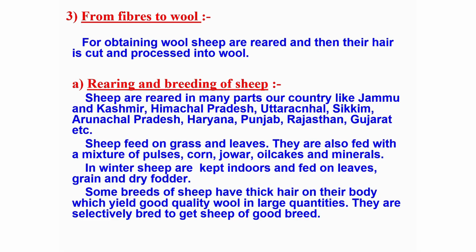They are also fed with a mixture of pulses, corn, jowar, oil cakes, and minerals. In winter, sheep are kept indoors and fed on leaves, grain, and dry fodder. Some breeds of sheep have thick hair on their body which yield good quality wool in large quantities. They are selectively bred to get sheep of good breed.